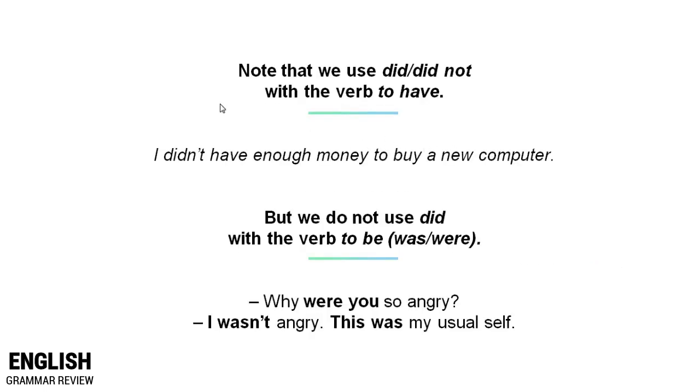Note that we use did or did not with the verb to have. Have a look at the sentence below. I didn't have enough money to buy a new computer. Note how we used didn't with the verb have. But we do not use did with the verb to be, was, or were. Rather, we use it as follows. Why were you so angry? I wasn't angry. This was my usual self.